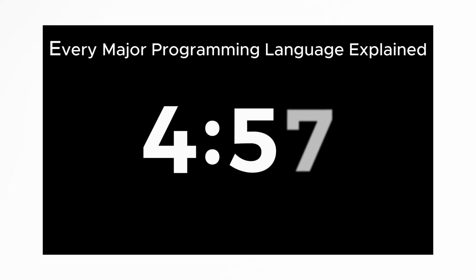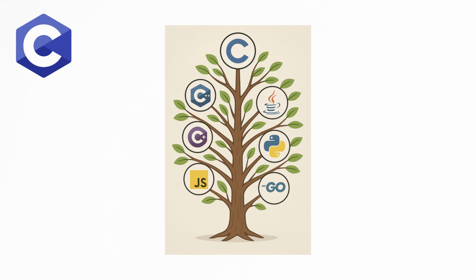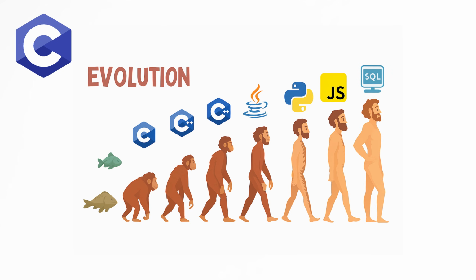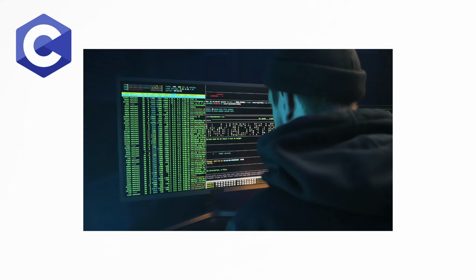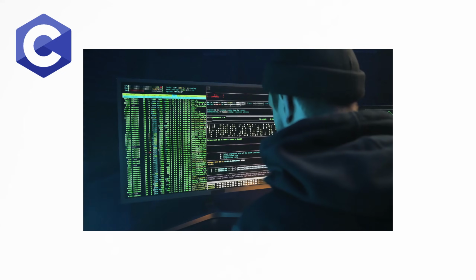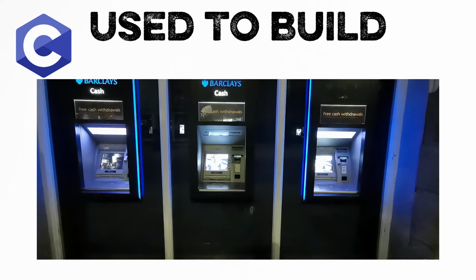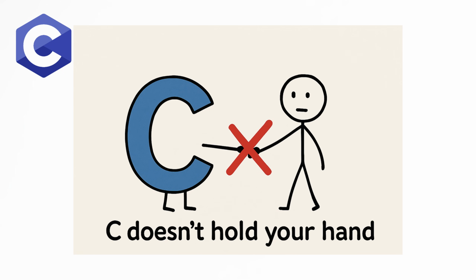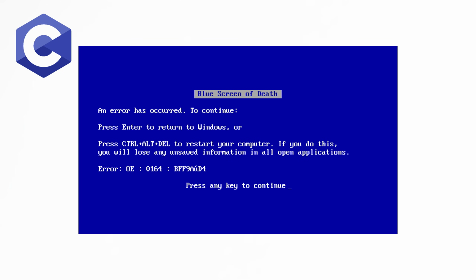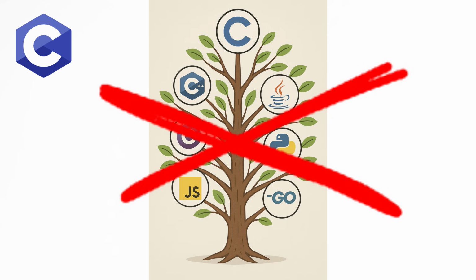C, the ancestor. Our journey starts in the 1970s with C. Think of C as the ancestor of almost everything that came after. It's fast, efficient, and extremely close to how computers actually work. That's why it was used to build operating systems, embedded devices, and hardware-level programs. But here's the catch. C doesn't hold your hand. If you make a mistake, you can crash the whole system. It's powerful but unforgiving. Without C, though, most of the other languages wouldn't even exist.